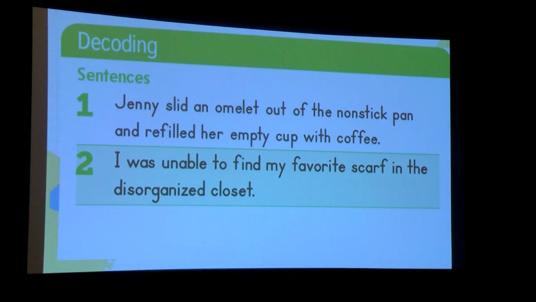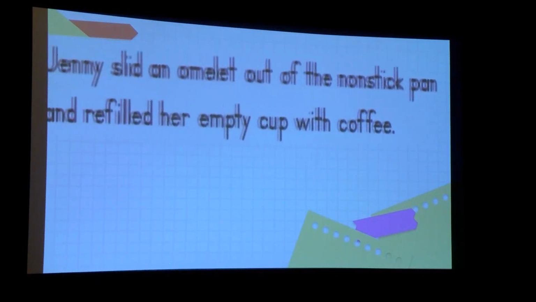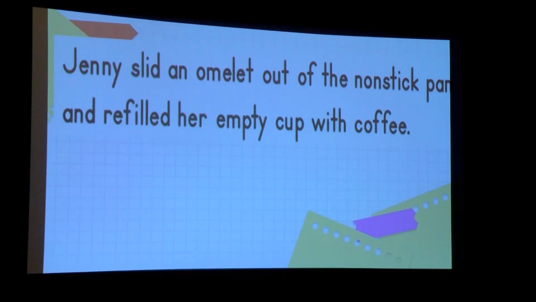Then we'll go on to decoding actual sentences with that word in it. There'll be 2 different sentences that they will use. We're just going to focus on sentence number 1. And I think you have this slide in front of you. Do y'all have this slide? Okay. All right. Jenny slid an omelet out of the nonstick pan and refilled her empty cup with coffee.